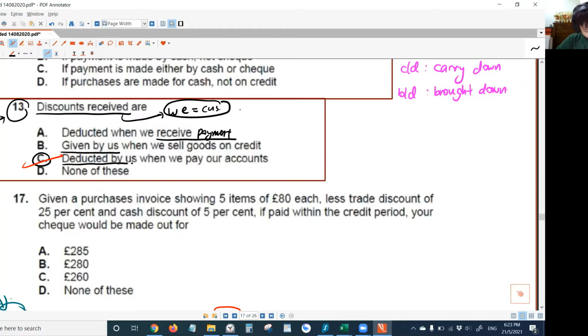C, deducted by us when we pay our accounts. Pay our accounts means we settle the debt that we owe to the supplier. If you receive this discount, you make sure that you deduct it before you make payment to the supplier. Originally, maybe you owe supplier 200. And then if you pay promptly, you receive the discount received, then you can deduct a further maybe $20. So make sure that you deduct the $20, then only you get the amount that you should pay, 180. Okay, so that's question 13.